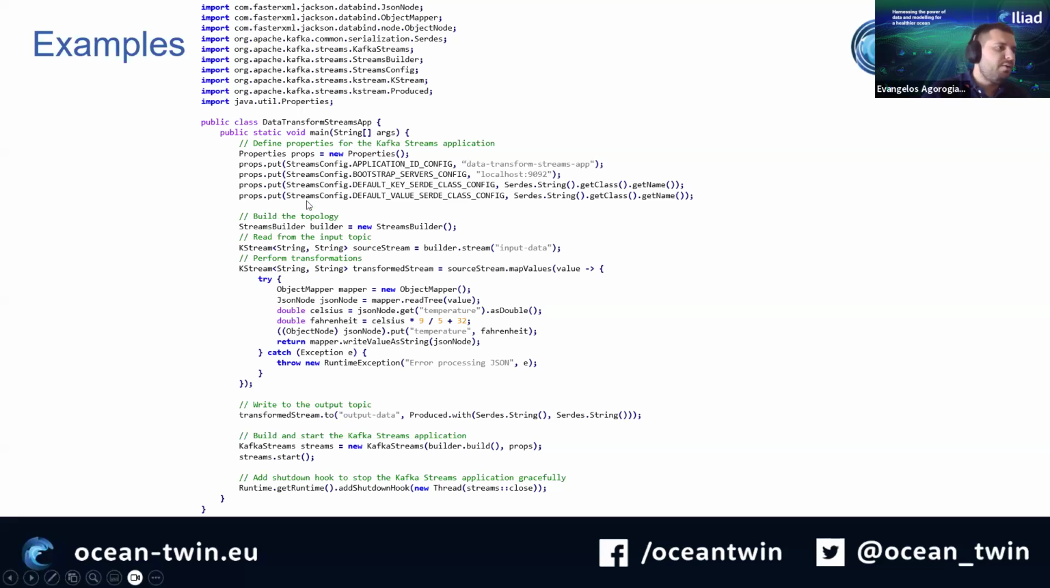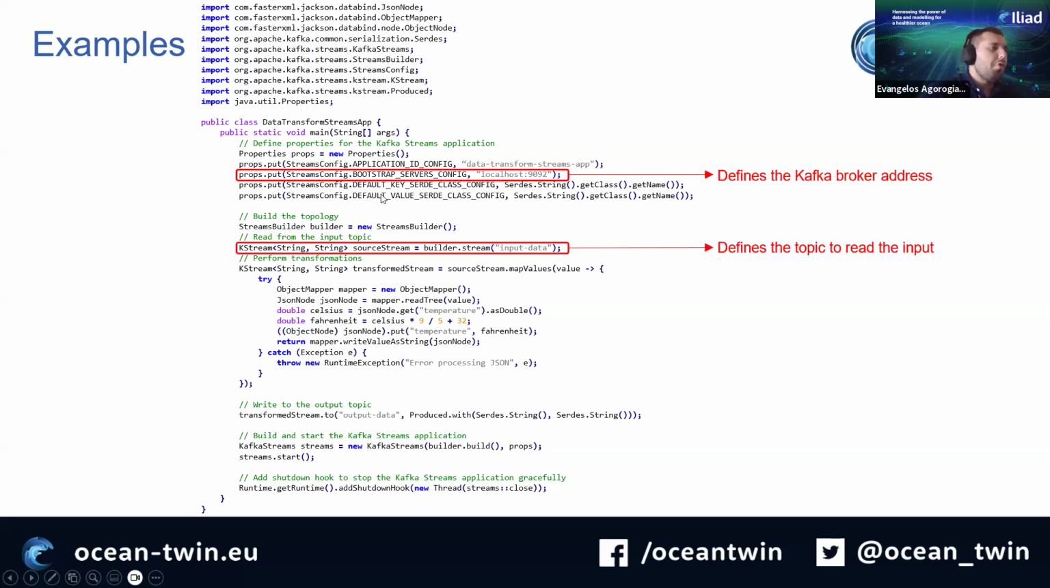You can see here that this application is implemented in Java. You can see that we have here the similar part of the properties and the configurations of the application in order to configure the Kafka broker address, and also to configure the topic for reading the stream. You can see here, for example, we have this input data topic, which consists of the input for the stream that we're creating.